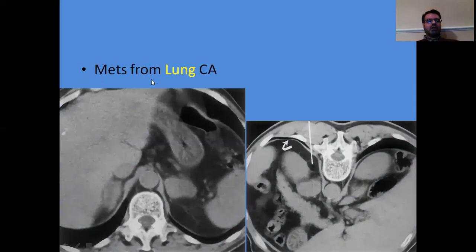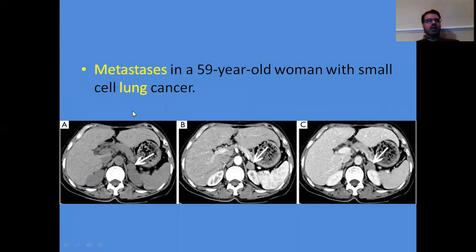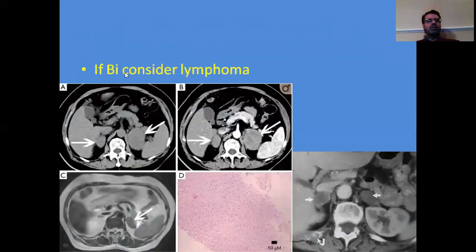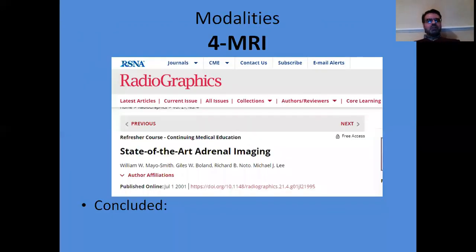This is an example of metastasis from lung cancer on the left side, and this is the CT-guided needle biopsy. Metastasis from lung cancer: if you look at the portovenous phase here, this is the thin peripheral enhancement. If bilateral, adrenal lesions can be either metastasis or lymphoma. So you should consider lymphoma in your differential diagnosis if you see bilateral adrenal lesions.